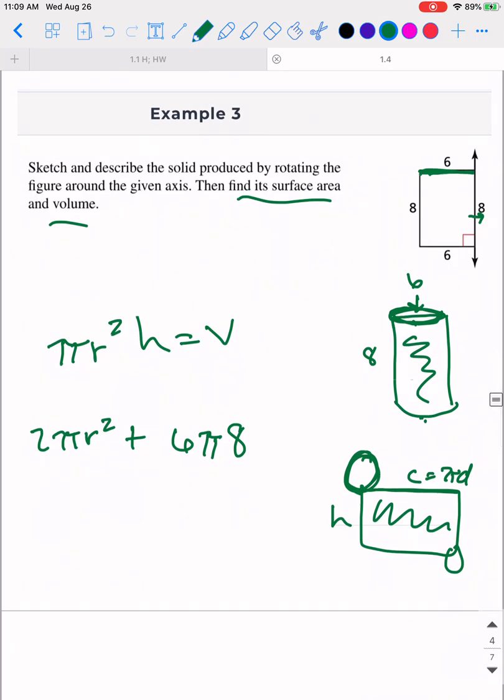Okay, then to plug it in for our volume, we'll have pi. The radius of our circle is half of 6, so 3 squared multiplied by our height of 8.